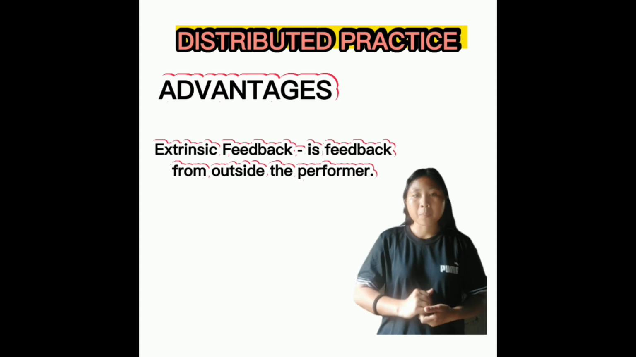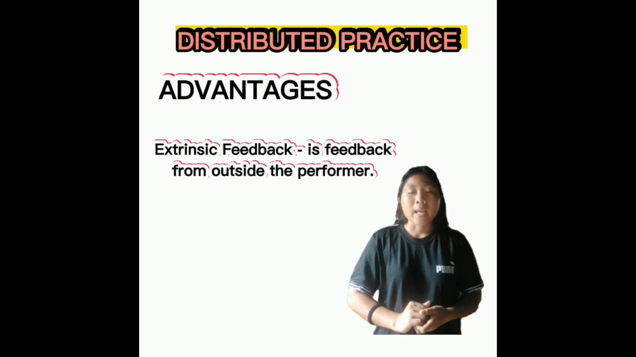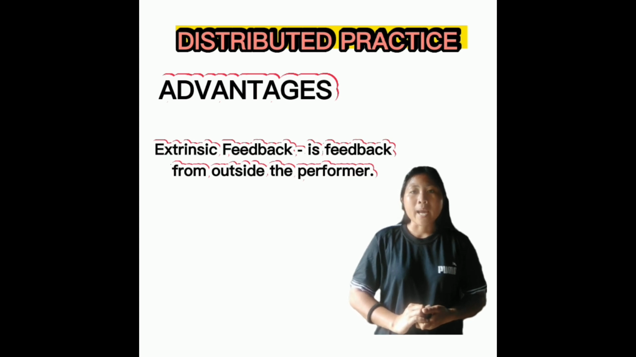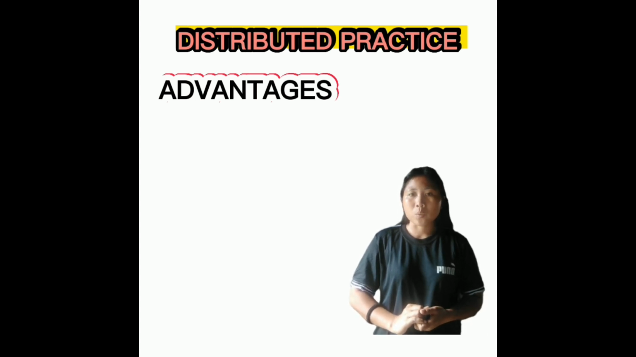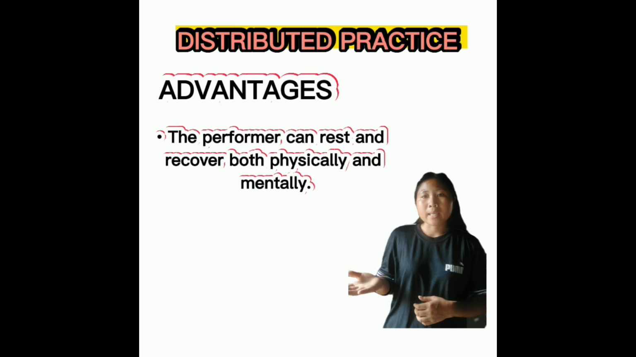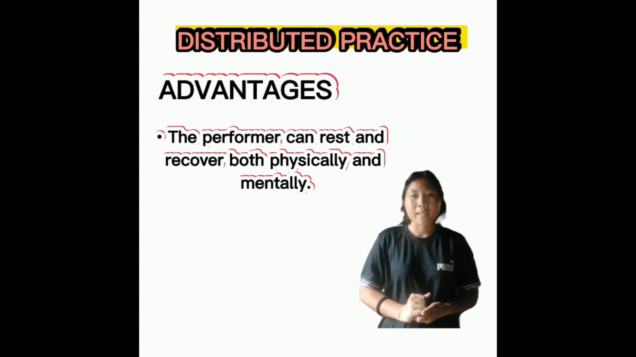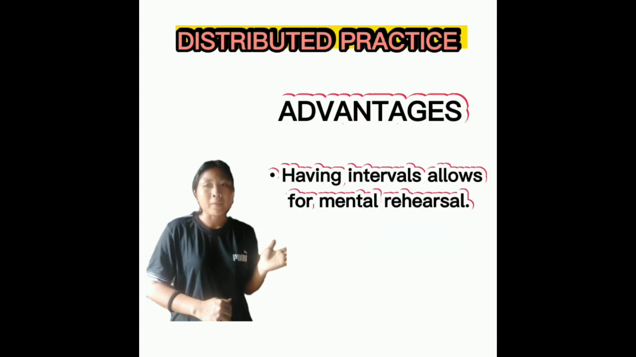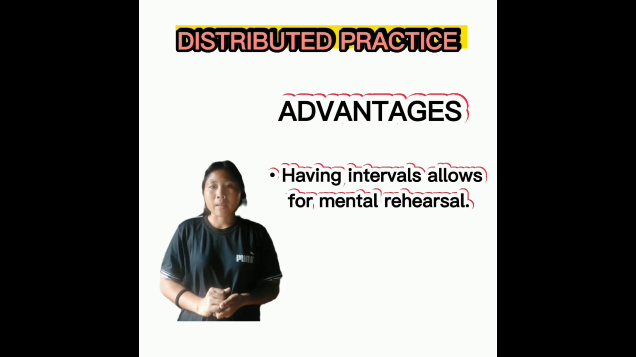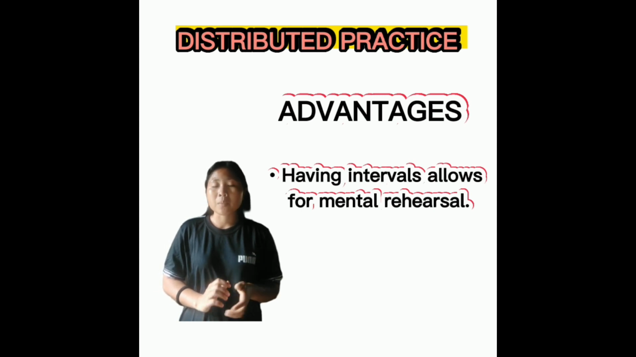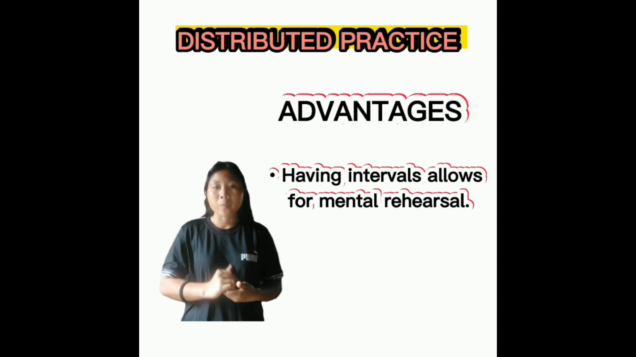Extrinsic feedback is feedback from outside the performer. Extrinsic feedback is important as someone watching the skill can observe and explain what needs to be done too. Then the performer can rest and recover both physically and mentally. And having intervals allows for mental rehearsal. Mental rehearsal will be discussed by the next reporter. However, mental rehearsal is when the performer visualizes the skill in their head before they carry out the skills.